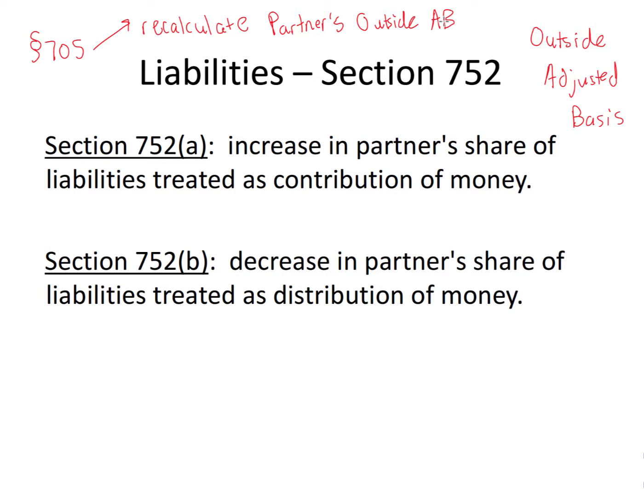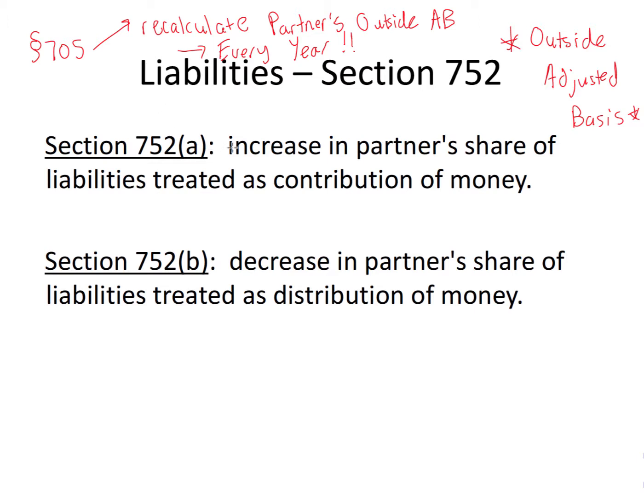You don't simply do it upon formation or contribution, or whenever a partnership takes on liability. You have to do it every year. So that's key. We have to do this every year. Okay? Every year. And that's why this is part of section 705 in a way, because we're looking at the outside adjusted basis.